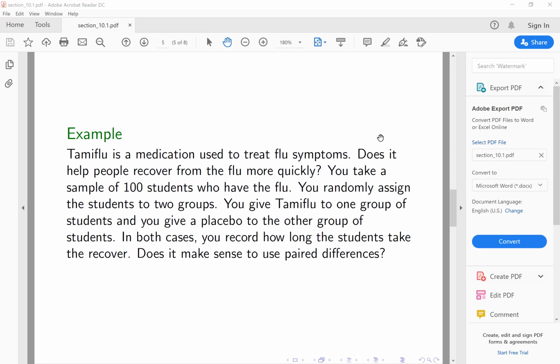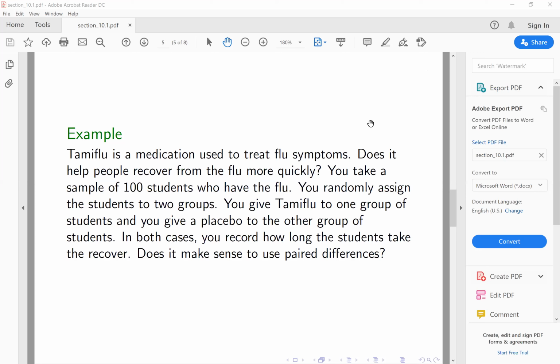Well, now you've had a chance to think about it. What do you think? Again, the answer is no, because you don't have a pairing. The same individuals are not getting the treatment and the non-treatment. That's one of the key things about paired differences: you have an individual, there is a pre-measurement and a post-measurement, and you can pair an individual with these two data points. Here you've got two different groups of people, and you get some data from one group and some data from the other group. Some people get Tamiflu, some people don't. And so this is not a case where you would use paired differences.